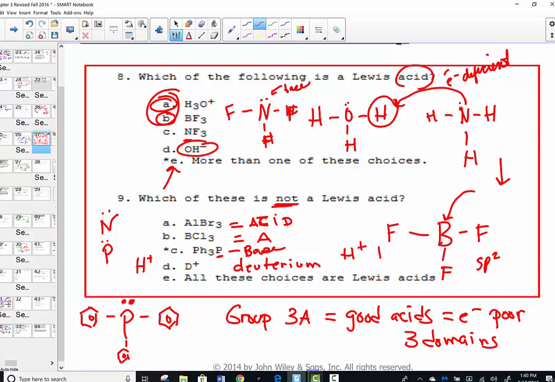Protium, deuterium, tritium. Oops, that's a capital T. So D plus is a hydrogen ion that is not a good base. So the one that is not an acid, you're looking for a base. The only one here is letter C.